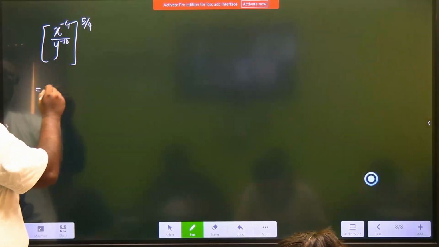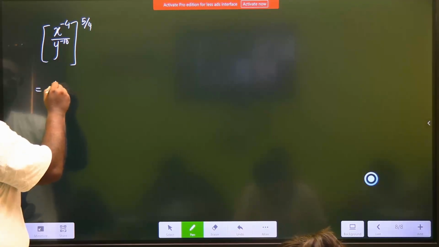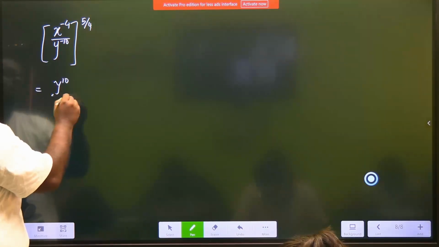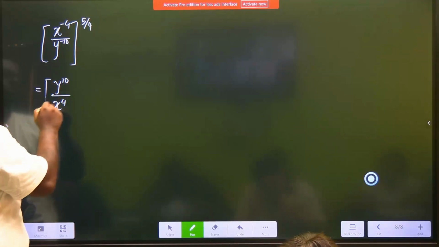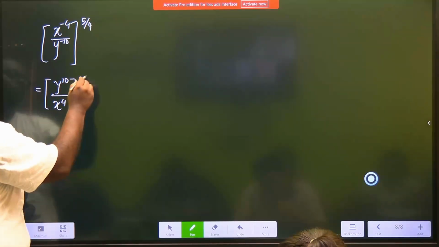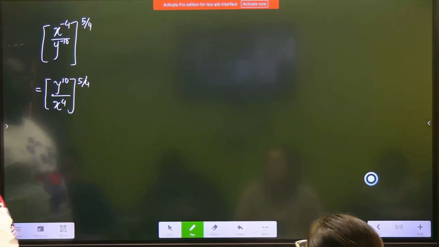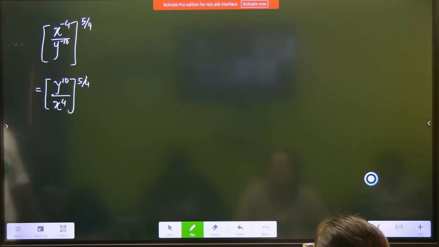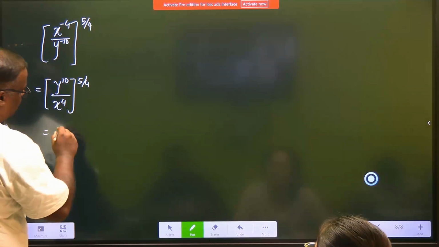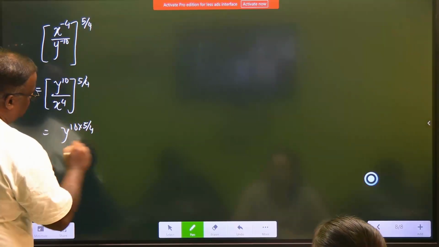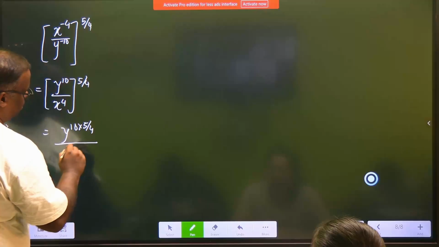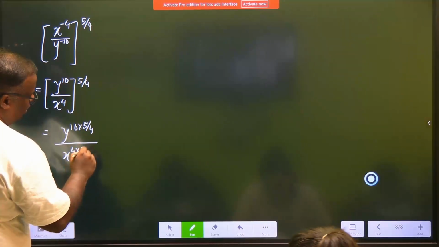So this can be written as y on top as 10 and x will come in the bottom as 4. Then we have 5 by 4. Now what do you do? Just check. We can take y 10 into 5 by 4 and similarly you can take x 4 into 5 by 4.